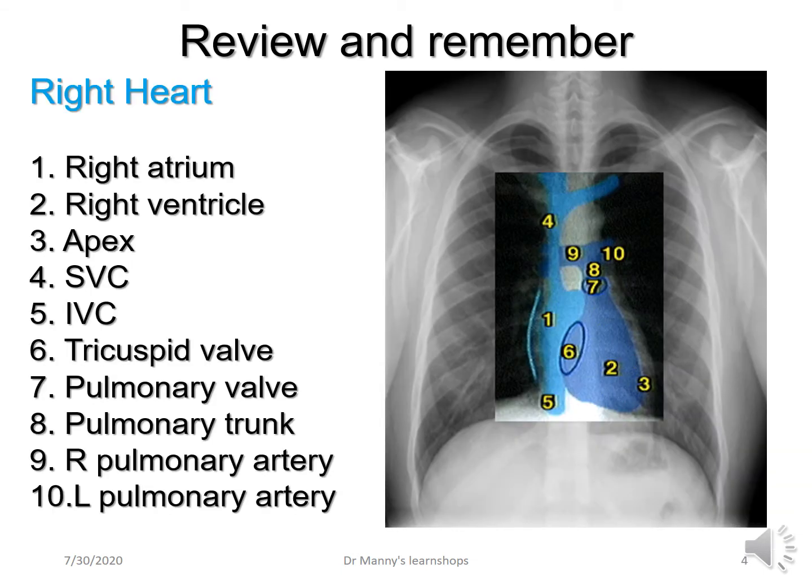Specifically, look at the numerics. Number 1 is the right atrium. Number 2 is the right ventricle. The apex is number 3. The SVC, number 4. The IVC, number 5. SVC, superior vena cava.